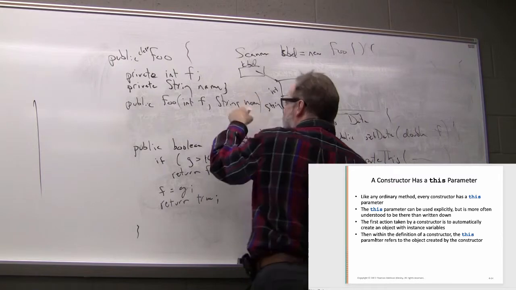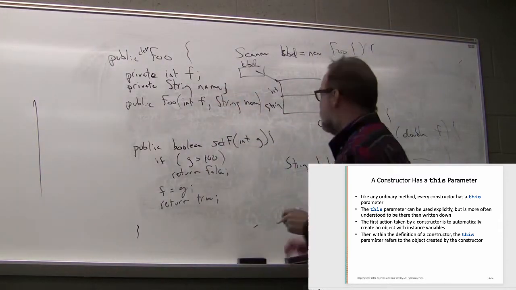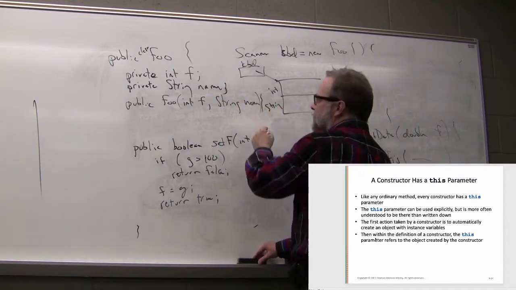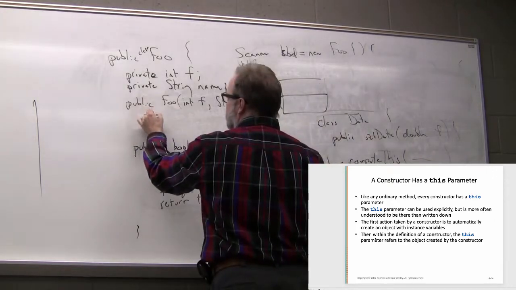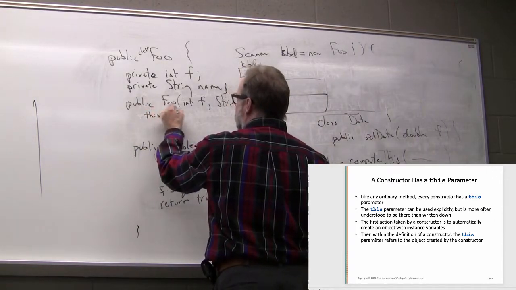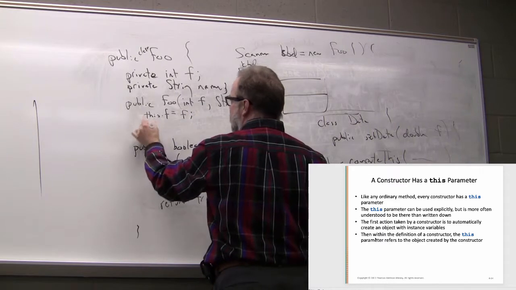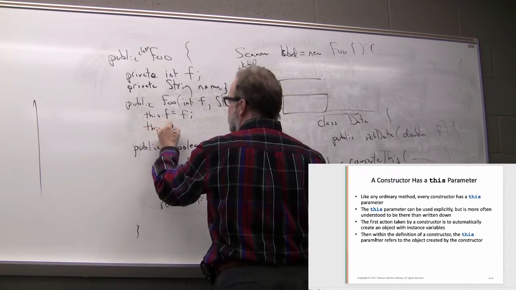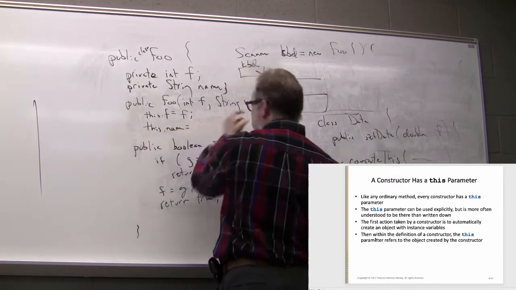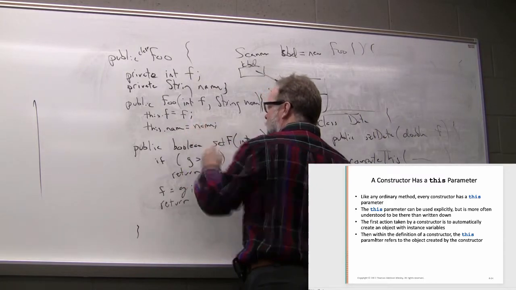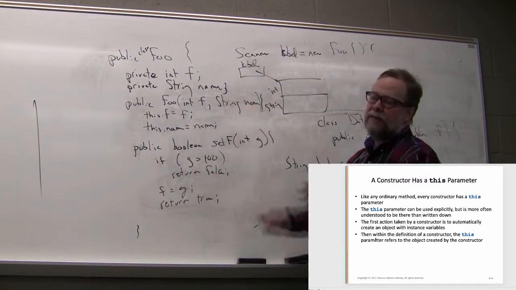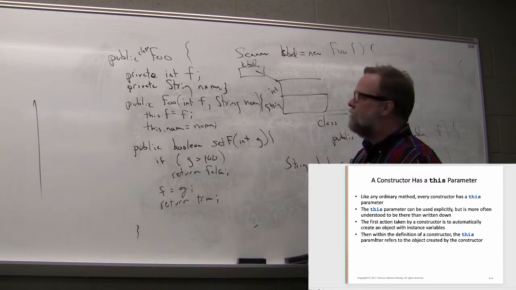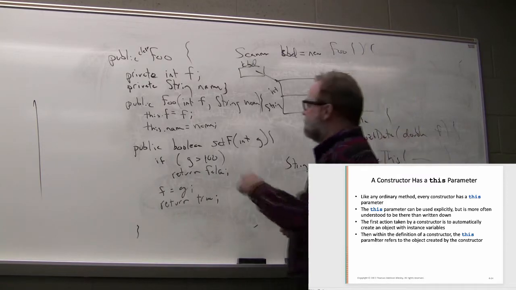and you'll notice I've given the parameters the same names as the instance variables. That's a very common thing to do. And so then I'll have this dot f gets the parameter f, and this dot name gets the parameter called name. So you'll see this pattern done quite frequently in other people's code.